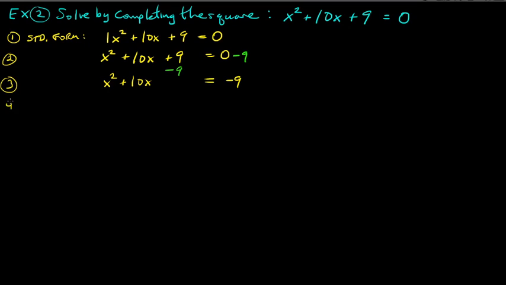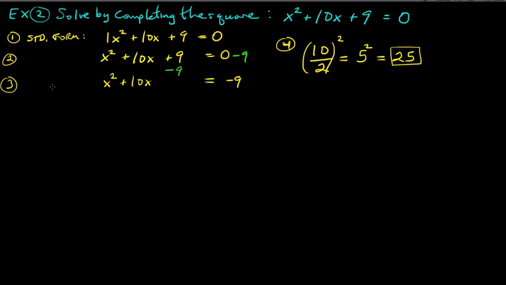Step 4. Actually, step 4 I'm going to do over here because this is my scratch work, right? Step 4 is to take the number in front of the x, the coefficient of x, that's the 10. And we have to do 2 things to it. First, cut it in half, divide it by 2. And then square it. So 5 squared, 5 times 5 is 25.